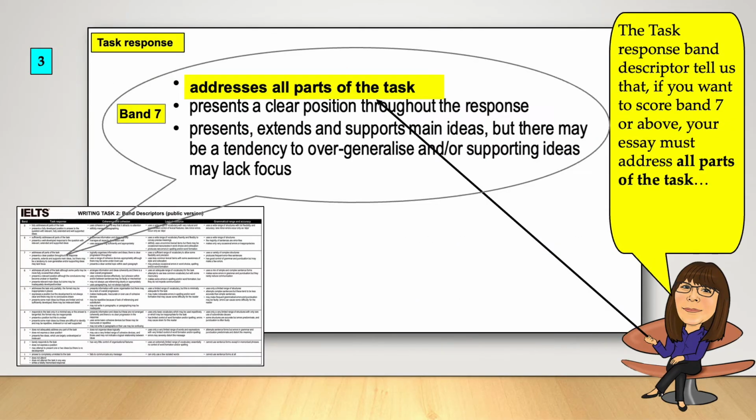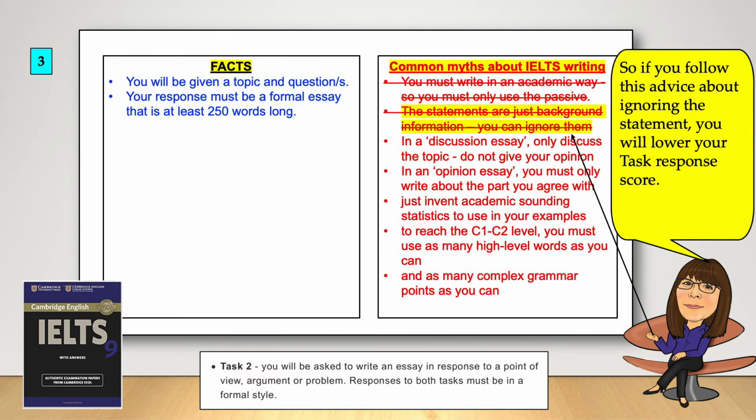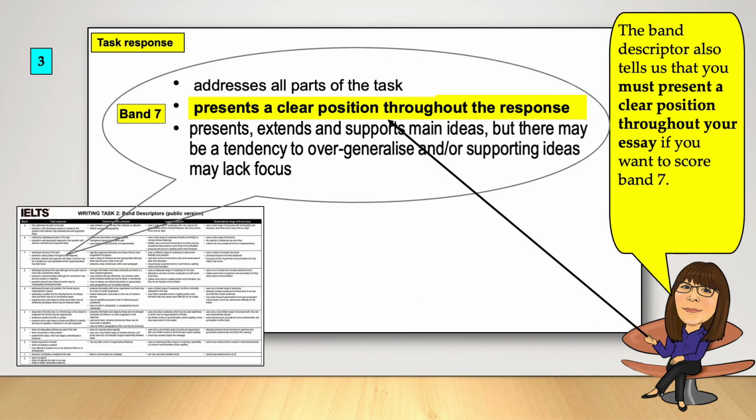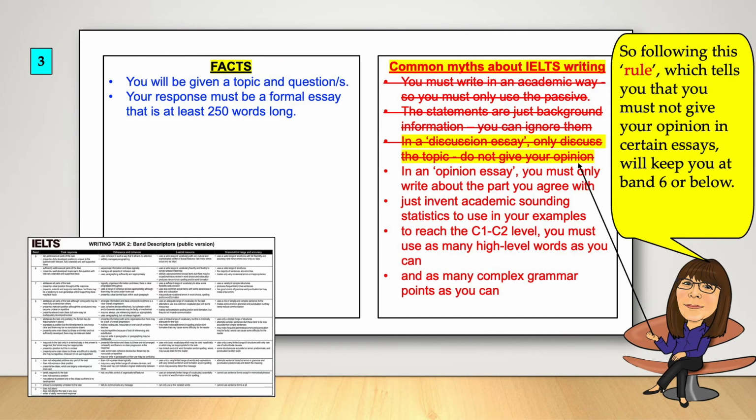The task response band descriptor tells us that if you want to score Band 7 or above, your essay must address all parts of the task. So if you follow this advice about ignoring the statement, you'll lower your task response score. The band descriptor also tells us that you must present a clear position throughout your essay if you want to score Band 7. So following this rule, which tells you that you must not give your opinion in certain essays, will keep you at Band 6 or below.